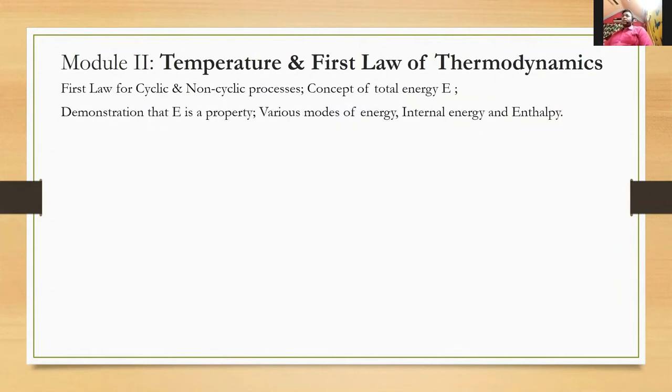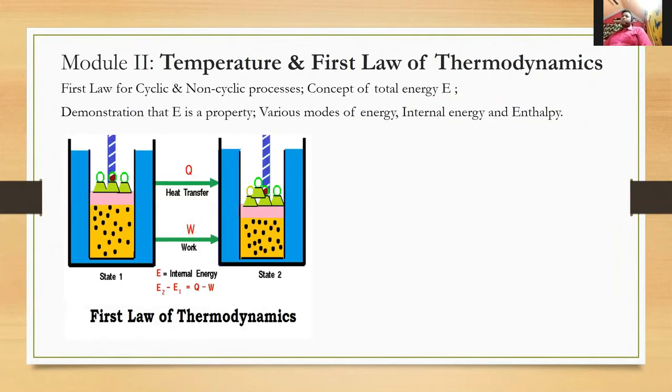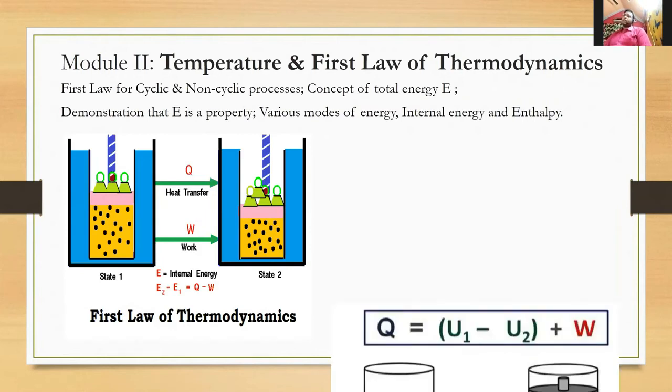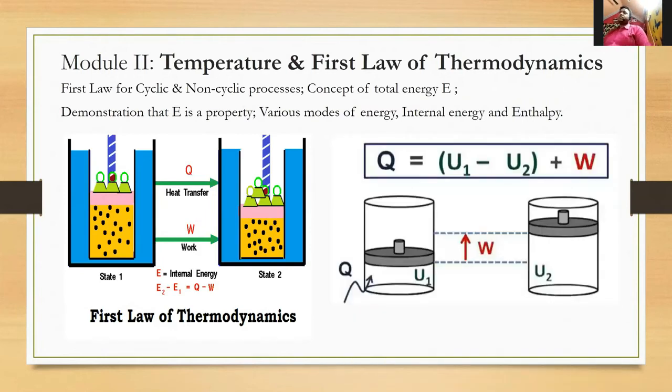Next, I have given some examples of the first law of thermodynamics, where heat and work transfer is happening and the basic laws are derived. And you can see that the law is given as Q is equal to the change of energy, U1 minus U2, plus W, or you can write it in a different manner. If you talk about E, the internal energy, then E2 minus E1 is equal to Q minus W.